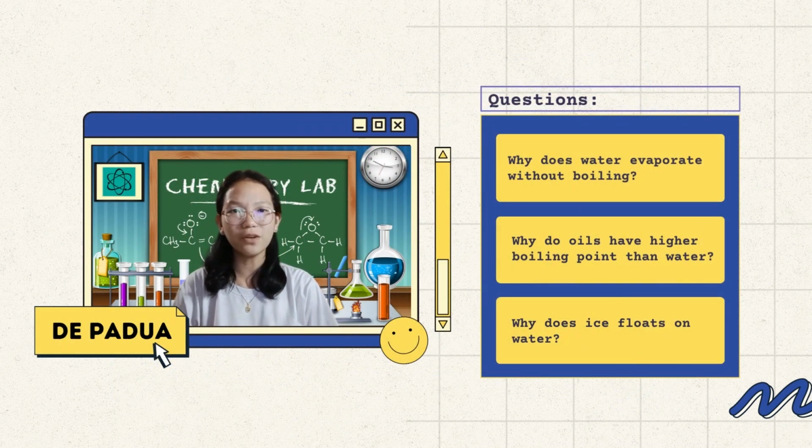However, have you ever wondered why water evaporates without boiling? Why do oils have higher boiling point than water? And why does ice float on water?